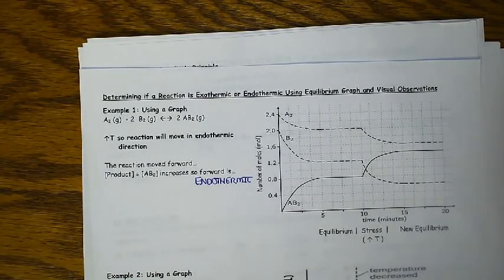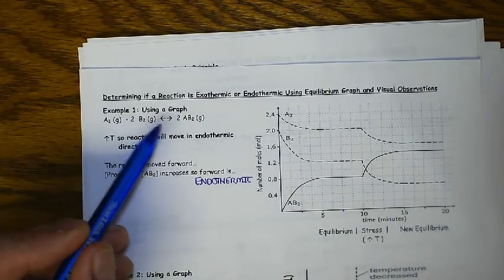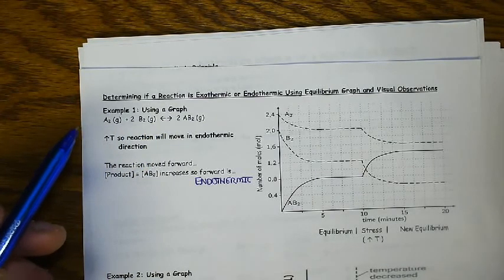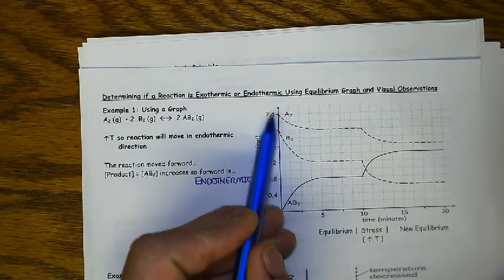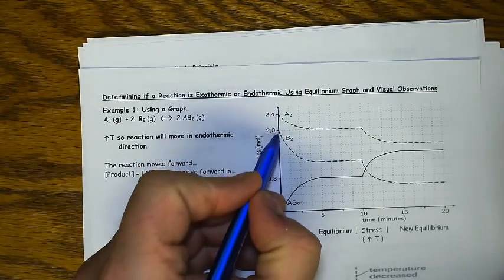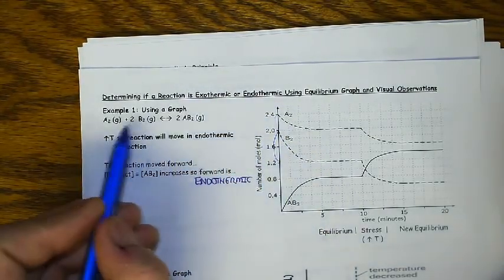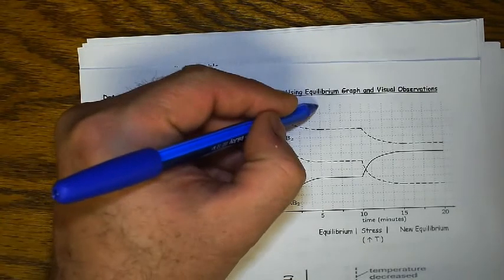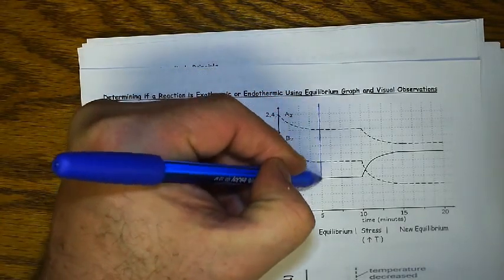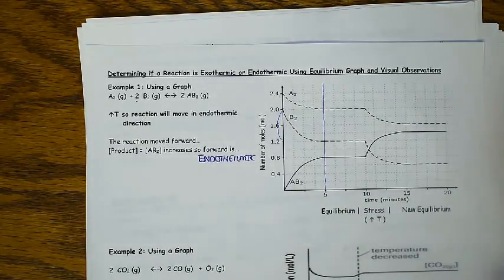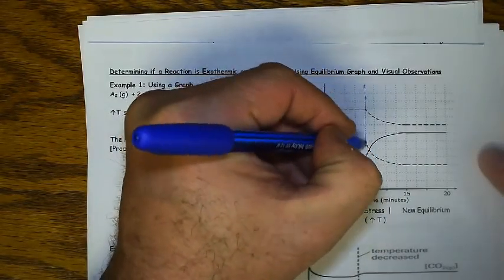Notice in our picture here, we have a reaction of A2 and B2 going to AB2. Notice that B2 here, to get to equilibrium, went down 4, while A2 went down 2 units. That's why B2 has a stoichiometry twice as big. Notice we reach equilibrium right about 5 minutes.